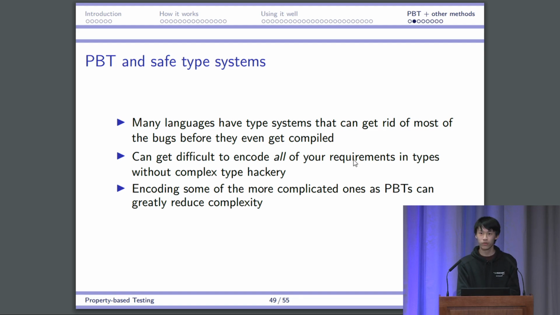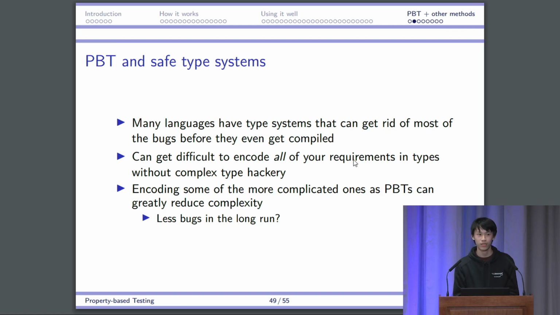And so even though a property-based test is technically weaker than a static guarantee, it may cause fewer bugs in the long run because your type system is simpler.